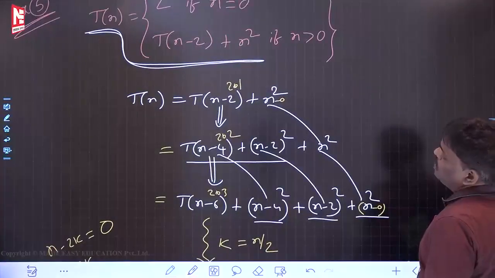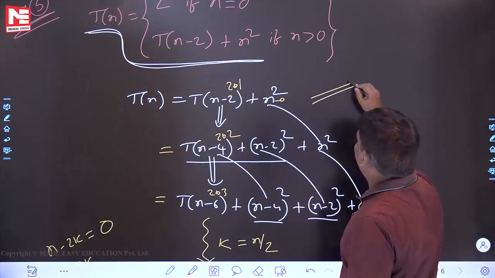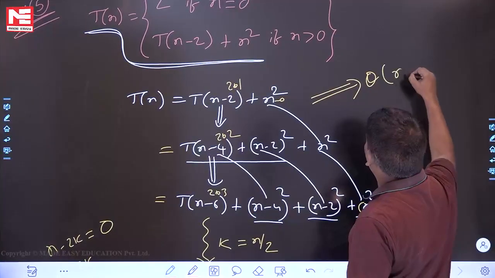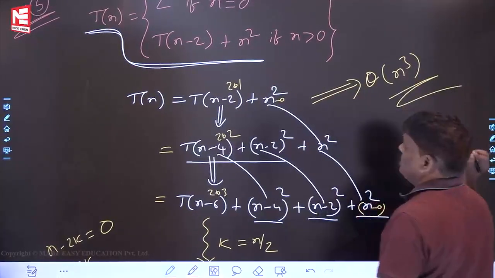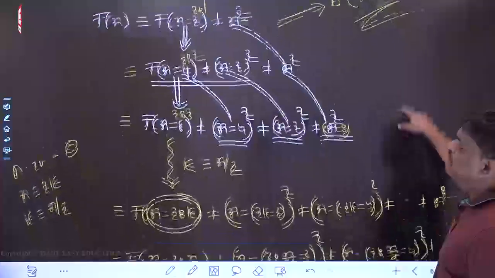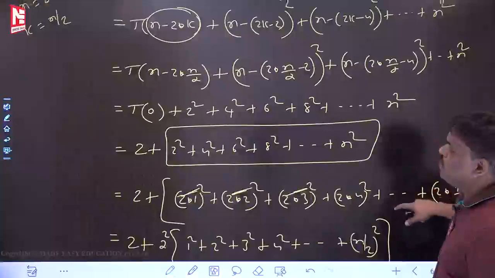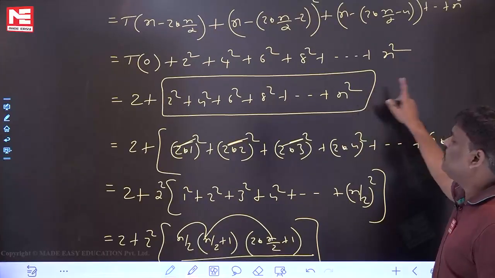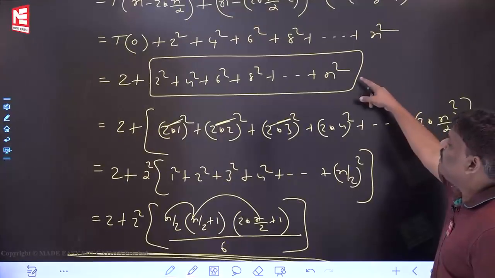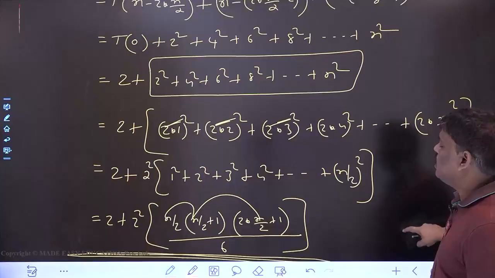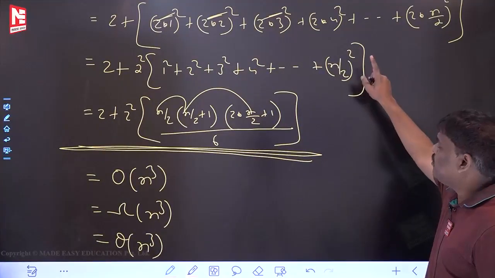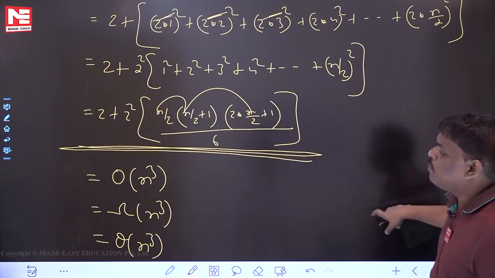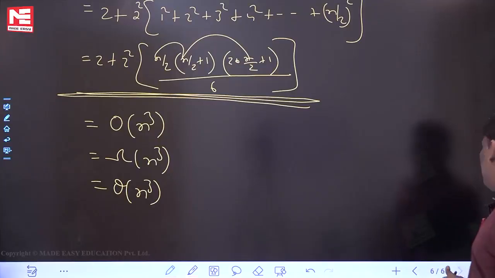To this problem, what is the answer? Theta of n cube or big O of n cube, whatever it is. Please learn something new. When you go k times, substituting k value as n by 2, you will get this series, the sum of even number squares. How to solve? When you say even number, everything can be written as 2 into something. Then you get the sum of n by 2 natural number squares. The formula is this one. Upper bound is n cube. Let's go to the next problem.